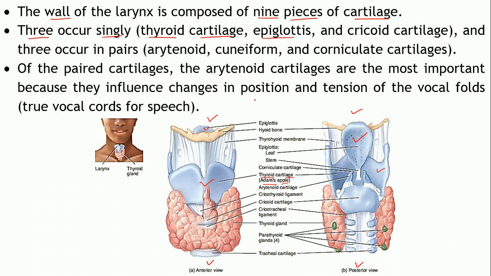Okay, and the third cartilage which exists singly is the cricoid cartilage. Can you all recall this cricoid cartilage? In the last video also we came across this particular term. The pharynx extends up to this cricoid cartilage, right? Okay, so these are the 3 cartilages which occur singly. And there are 3 more types of cartilages which occur in pairs. So there are 2 of each type.